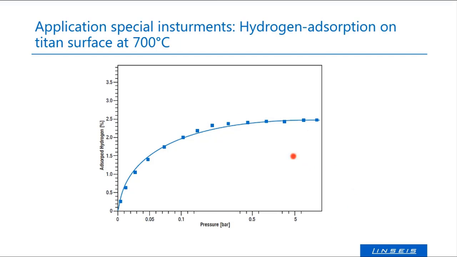This is a typical absorption diagram. You can do that at several temperatures. Of course, you can do that not only with hydrogen, but also with other gases, and of course also with different surfaces. But this is how gravimetric absorption looks like.